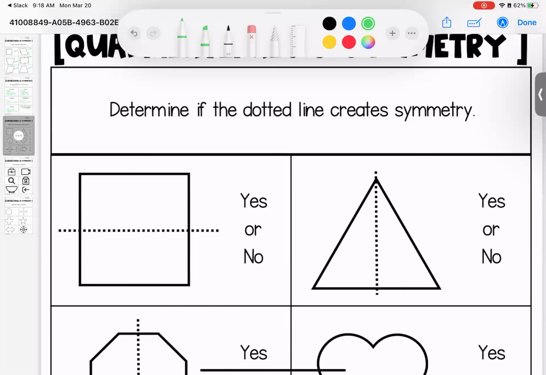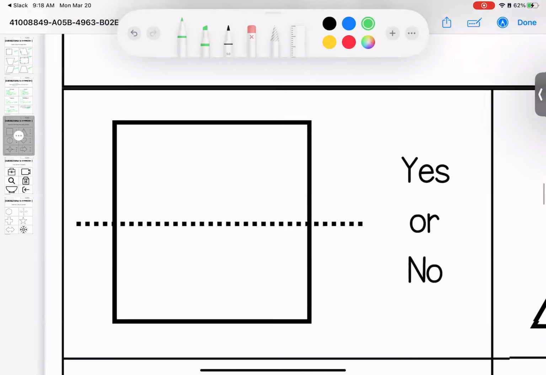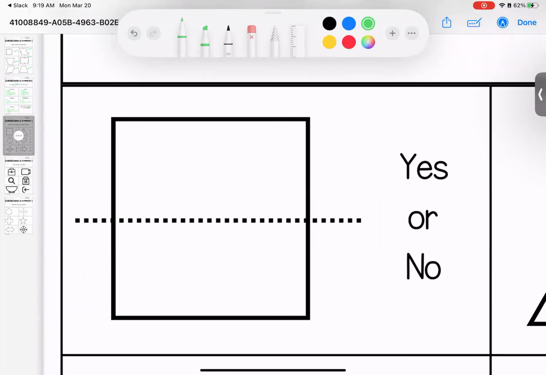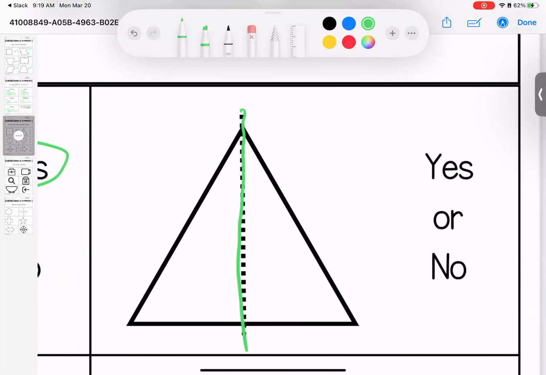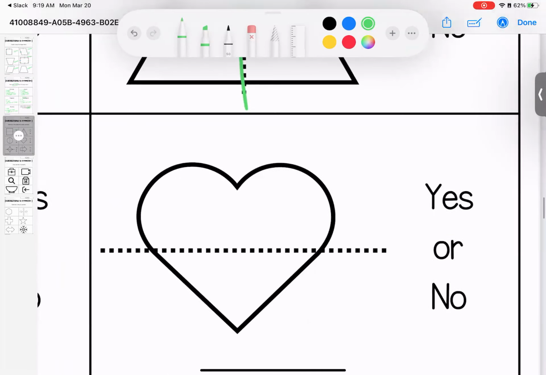We are looking at these to see if they are lines of symmetry. Remember, a line of symmetry means we can fold it along that line and both sides would match. They would be equal. So if we took our paper and it was this shape and we fold it in half, would it create 2 equal pieces? Yes. Would this one, if we folded it down the middle? Yes, both of them would be equal.